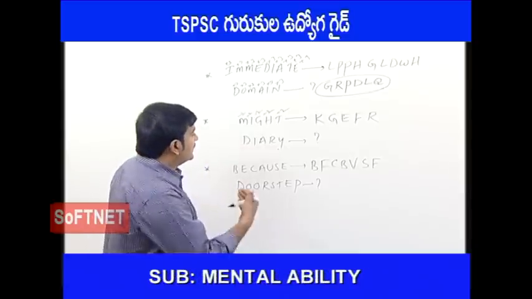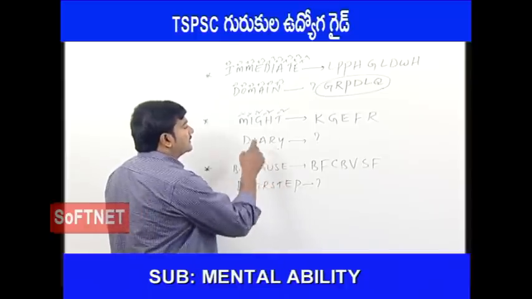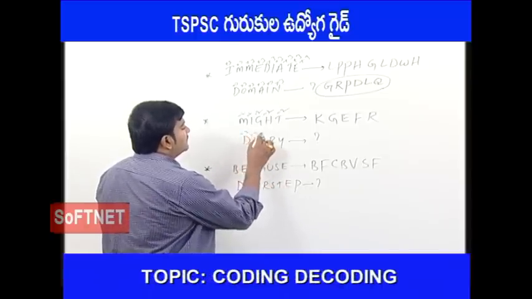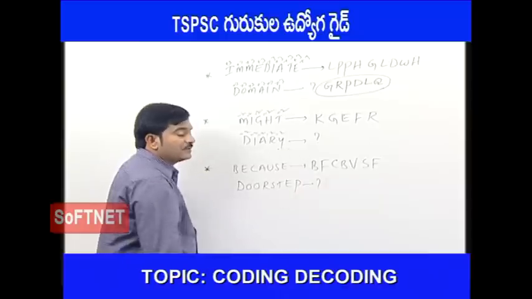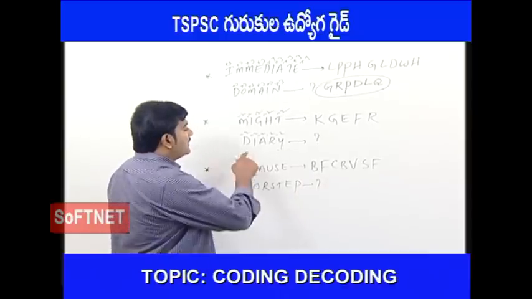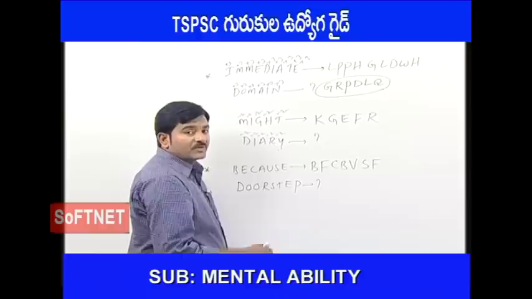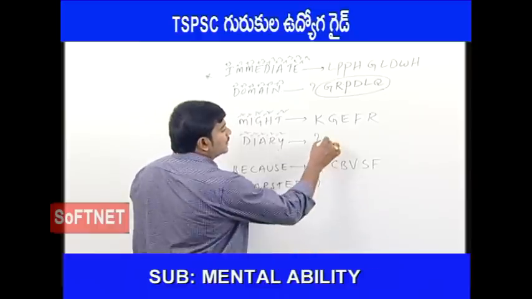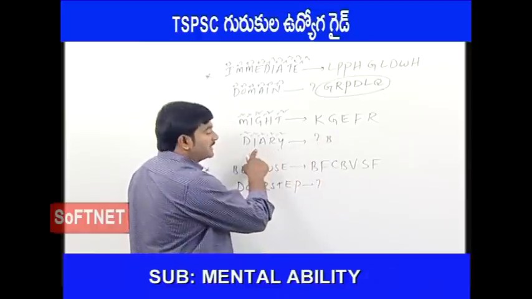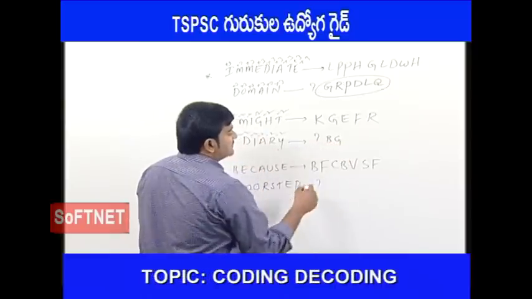Okay, so similarly now we need to find out the answer here. See, the answer can be obtained by subtracting 2 from each and every letter. D means 4, from 4 subtracting 2 gives 2, which means B. I means 9, 9 minus 2 means 7, the 7th one is G.